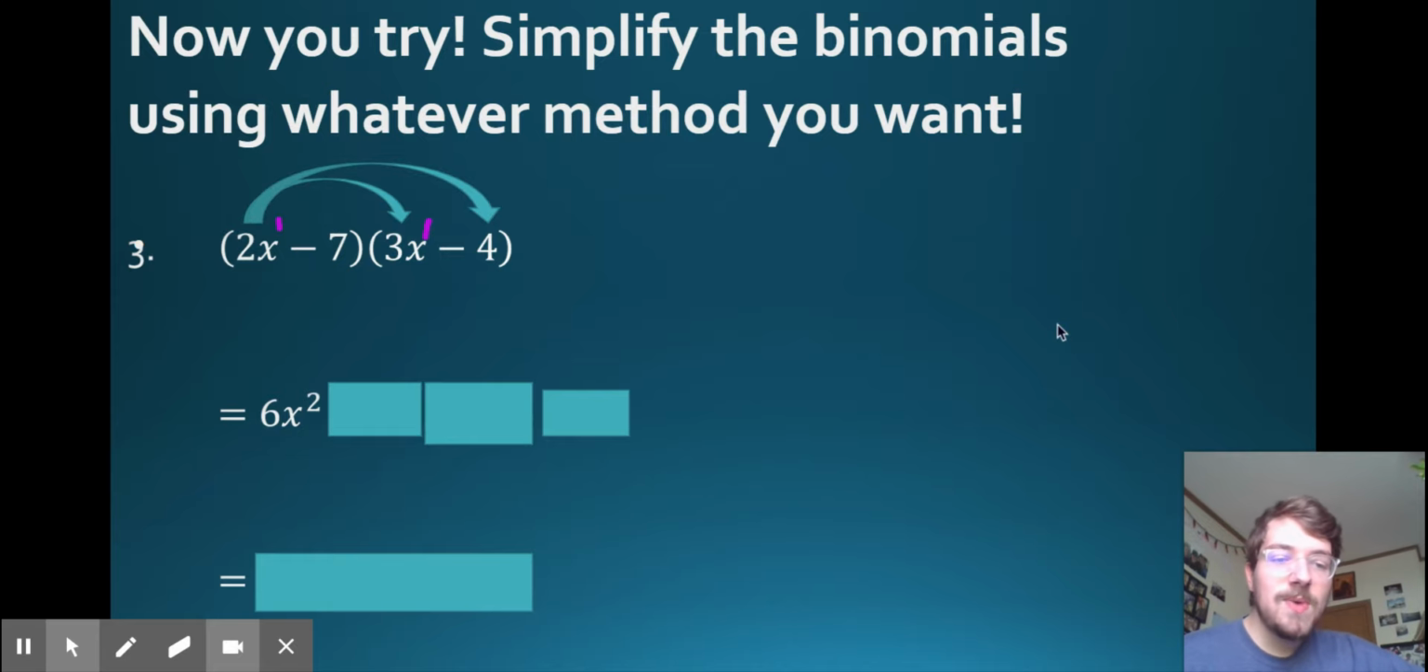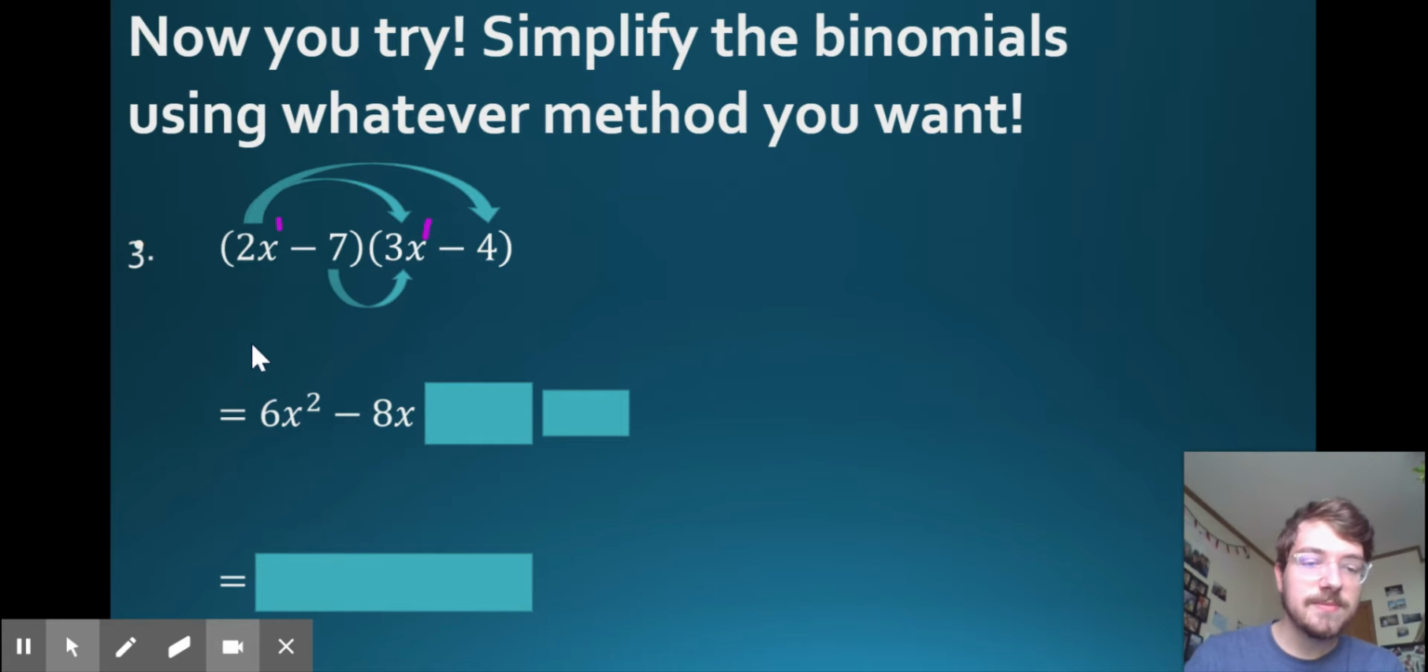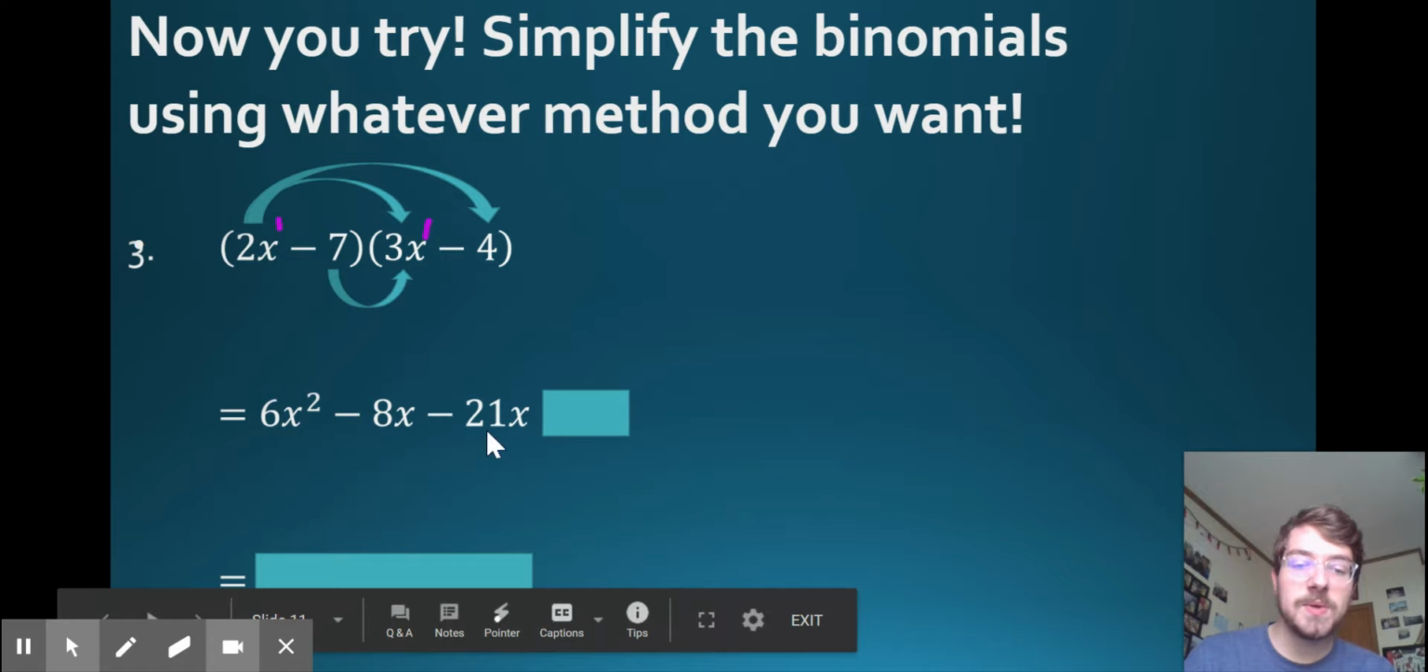Next one, 2x times, that's a negative 4, dudes. So it's 2 times negative 4, which gives me negative 8. And only the 2 has an x, so it's minus 8x. Next step, that's a negative 7. So I'm doing negative 7 times 3x. So I should have negative 21x, or in this case, it'll be minus 21x in our polynomial.